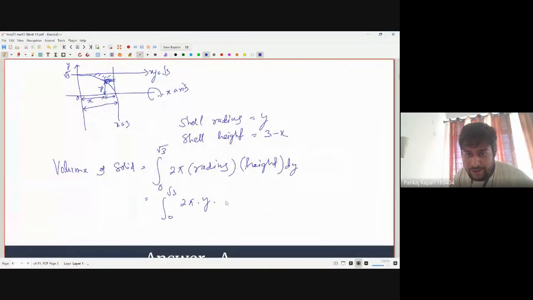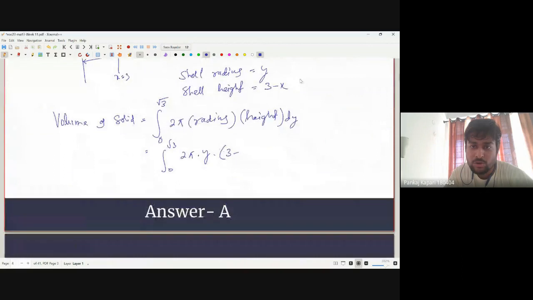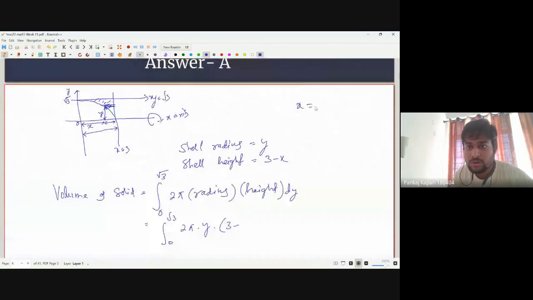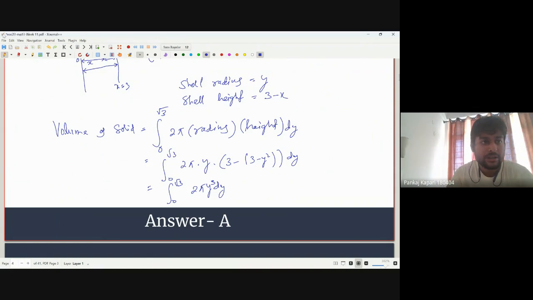So 2 pi y and 3 minus x. But what is x? We know that our parabola has this equation. What was the equation of the parabola? It is x equal to 3 minus y square. So 3 minus x is 3 minus y square, and then dy. So our integral finally becomes 2 pi y cube dy. This is our integral.